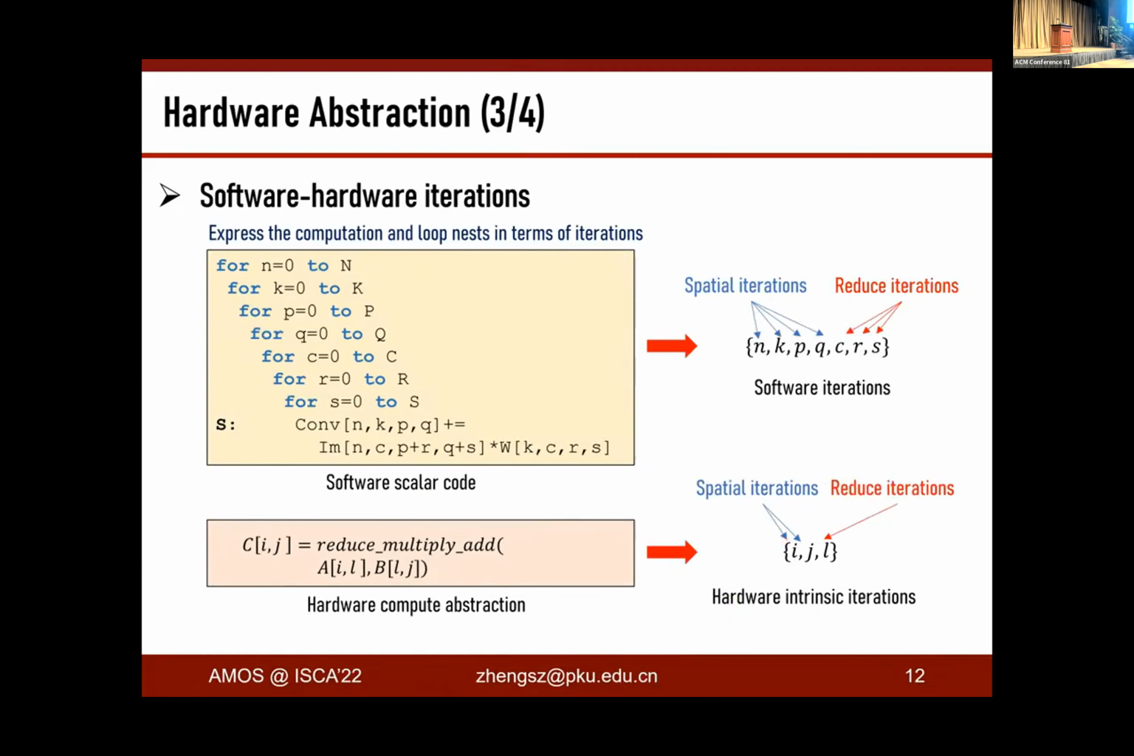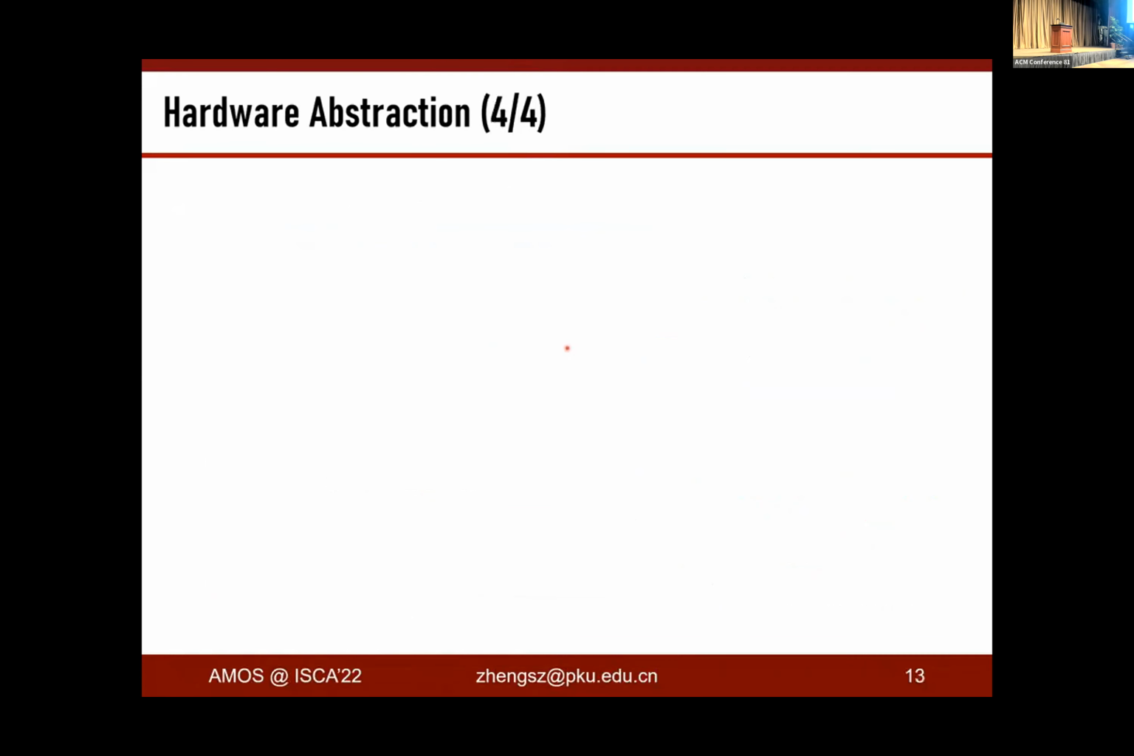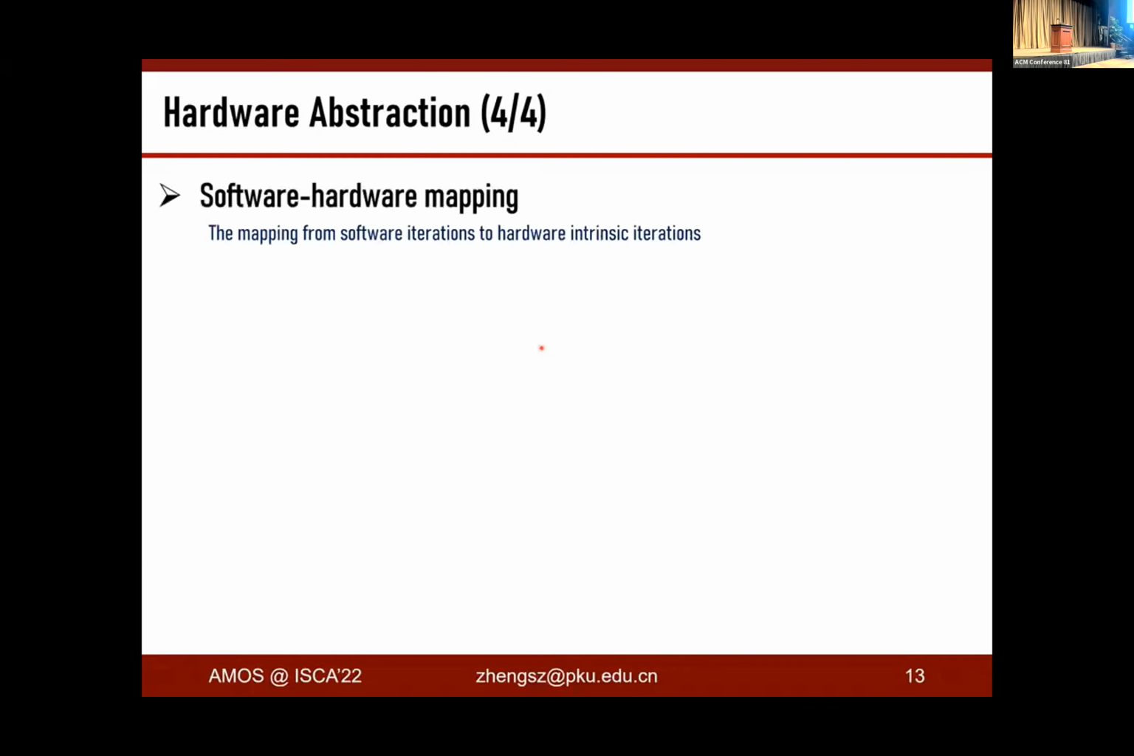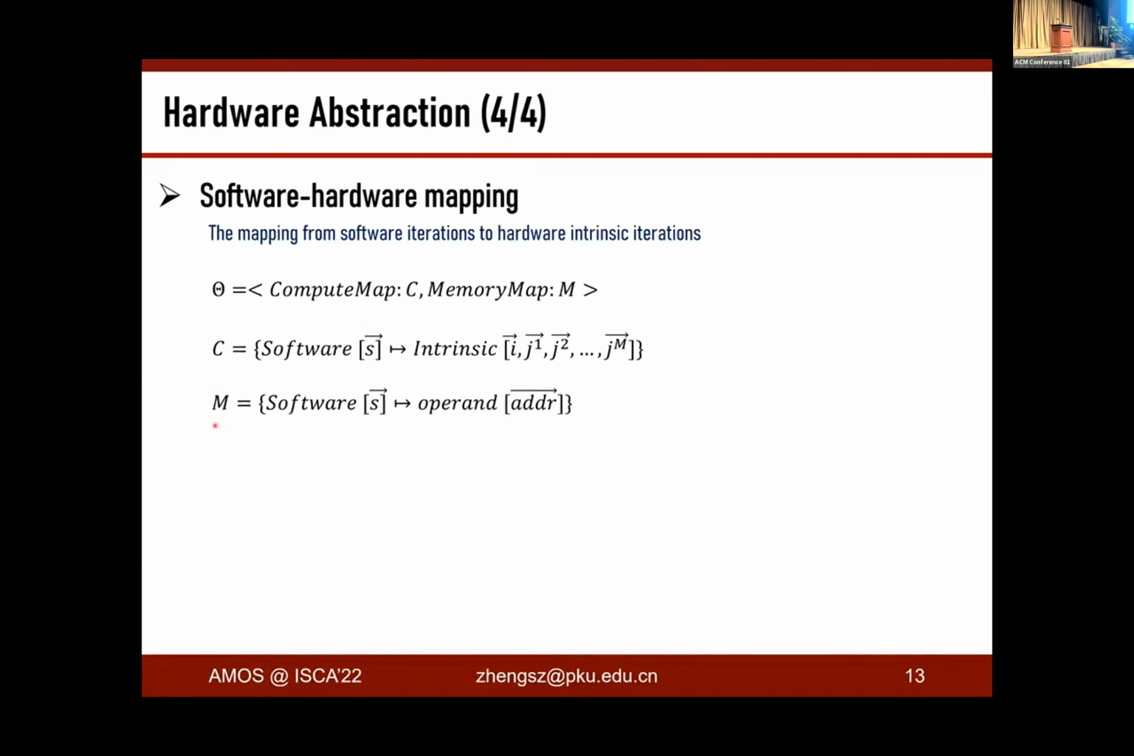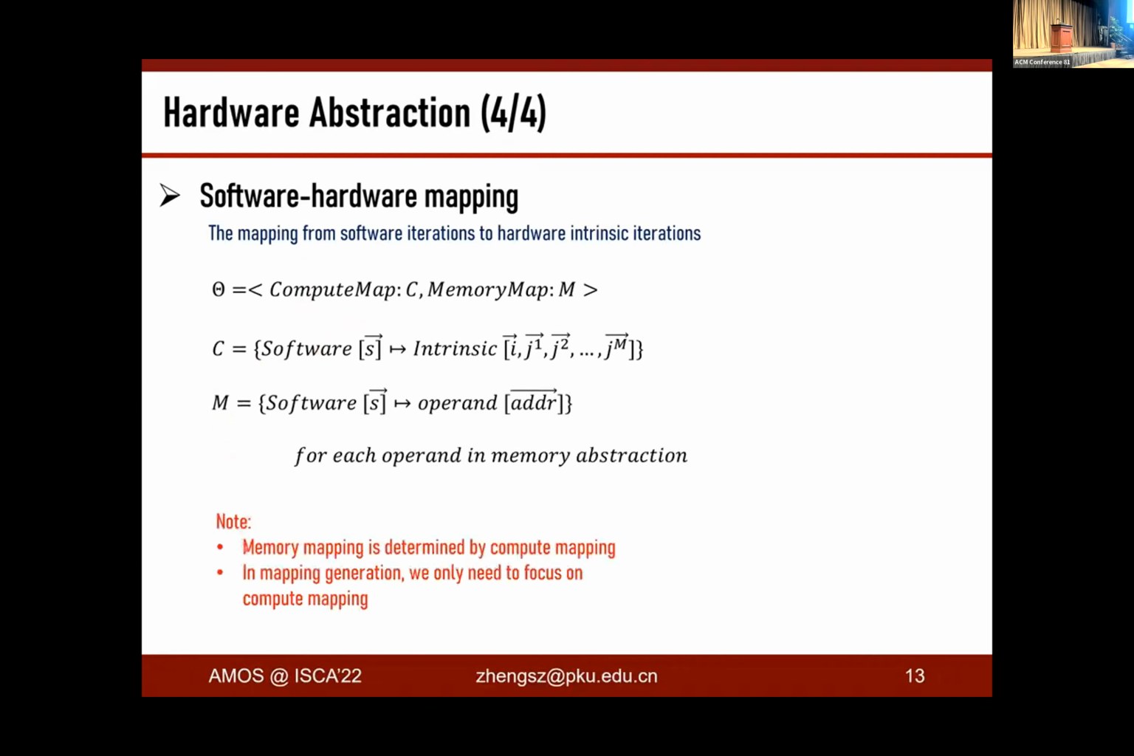the loop iterations. Based on the definition of compute abstraction and memory abstraction, we can formally define the mapping from software to hardware. We define software-hardware mapping as a pair of 2 mappings. The first is compute mapping and the second is memory mapping. Memory mapping is determined by the compute mapping because memory mapping is responsible for preparing data for compute mapping.